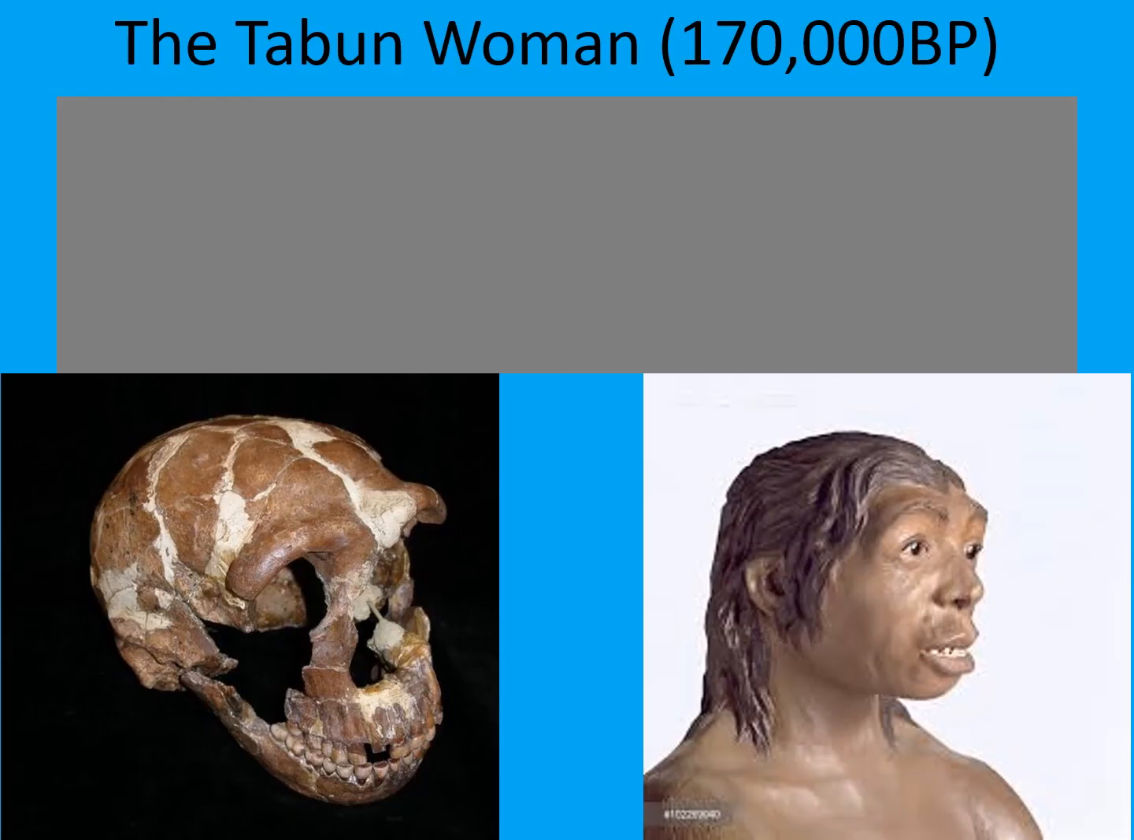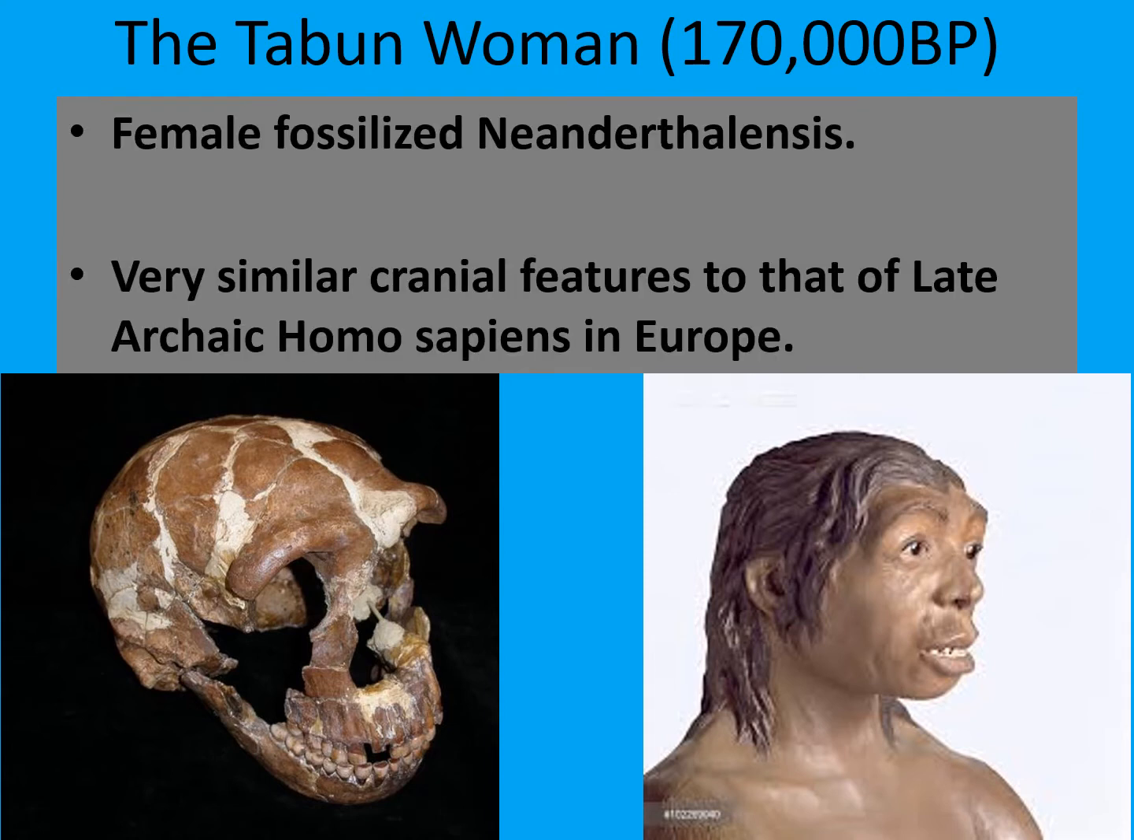So one specimen that we have is the Tabun Woman from the Tabun site in Israel. She's a female fossilized Neanderthalensis. And what's interesting about her is that if you compare her to some of the late archaic Homo sapien specimens that we find in Western Europe, her morphology is actually very similar, right? But she's still classified as a Neanderthalensis because she's found in the same layer in association with a lot of exclusively Neanderthal items, tools, and other burials.